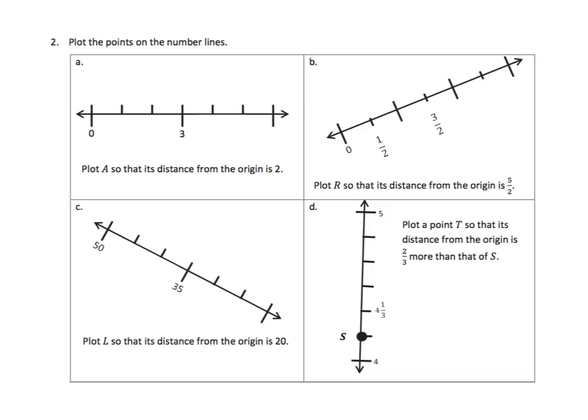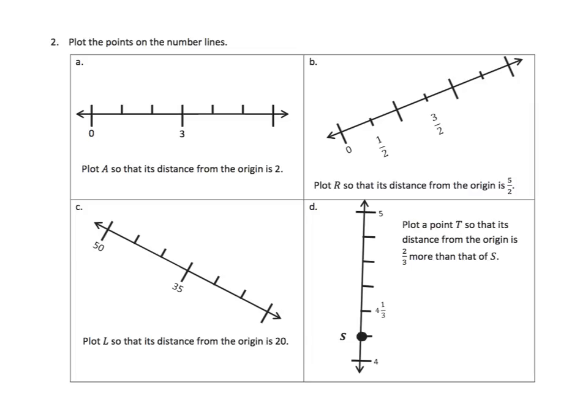Okay, we have a number of different number lines here, some of them fairly complex. We'll start with A. It asks us to plot a point A so that its distance from the origin is 2. The origin is 0, whether we're working on a coordinate plane or a number line. So we can see that A and B have a 0 labeled. The C and D don't, but we'll figure out where the origin is, at least what direction on that number line it is. Looking at A, we can see that not all of these are labeled.